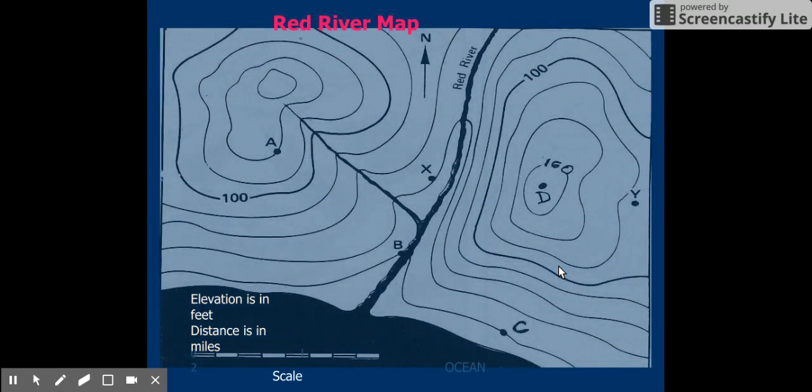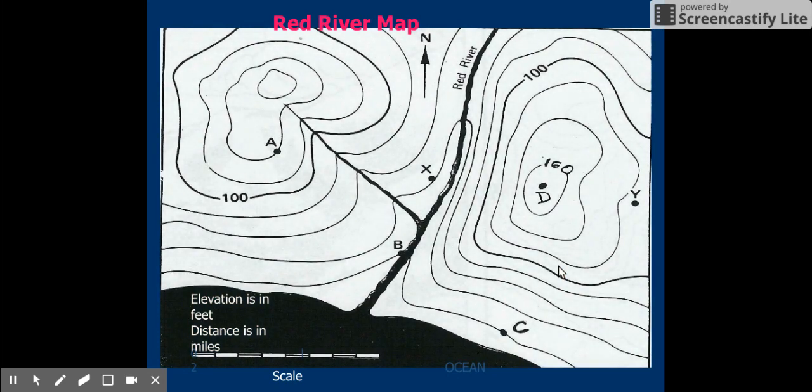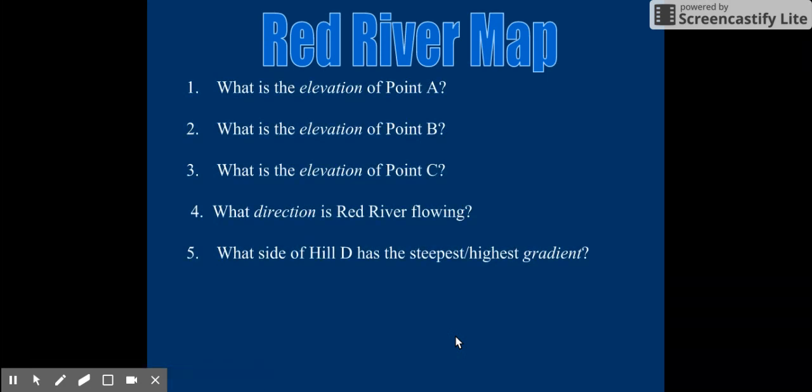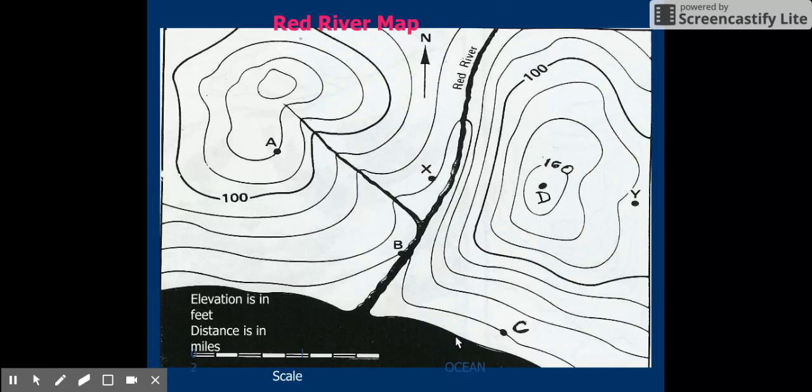If this is your map, we're going to have some questions about this map. You notice we're at point A over here, point B, point C, and point D. You also have point X and Y. Here's Red River, and this here is the ocean. You also have a scale in here. It's a little hard to see the distances, but I'm not sure what the distances are. I'll have to tell you in class. Here are your questions. And here's your map.